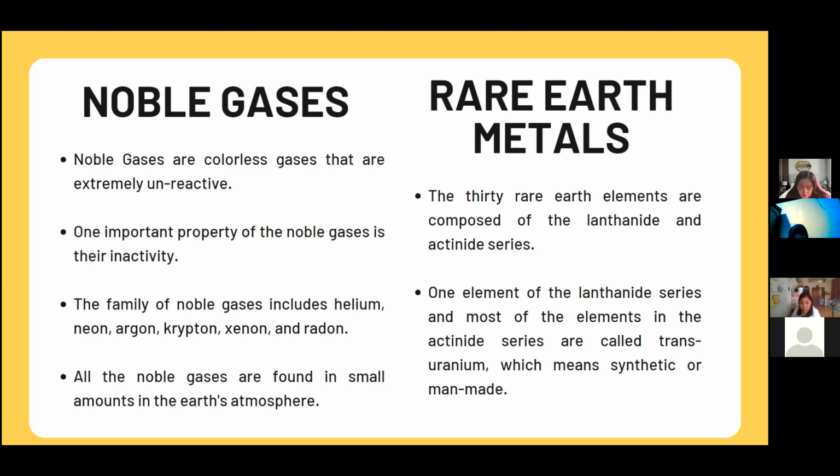And also, all the noble gases are found in small amounts in the Earth's atmosphere. And lastly, we have the rare earth metals. So the 30 rare earth elements are composed of the lanthanide and actinide series. One element of the lanthanide series and most of the elements in the actinide series are called transuranium, which means synthetic or man-made.